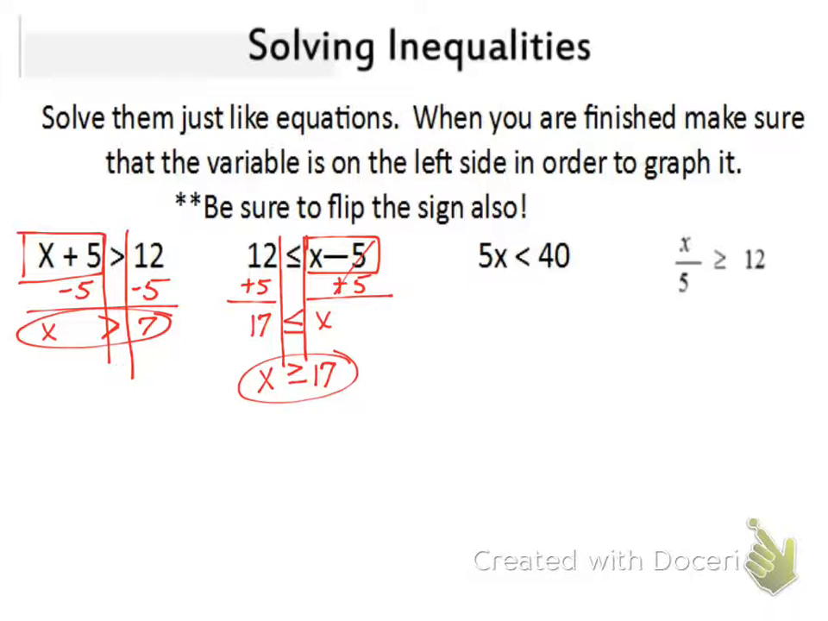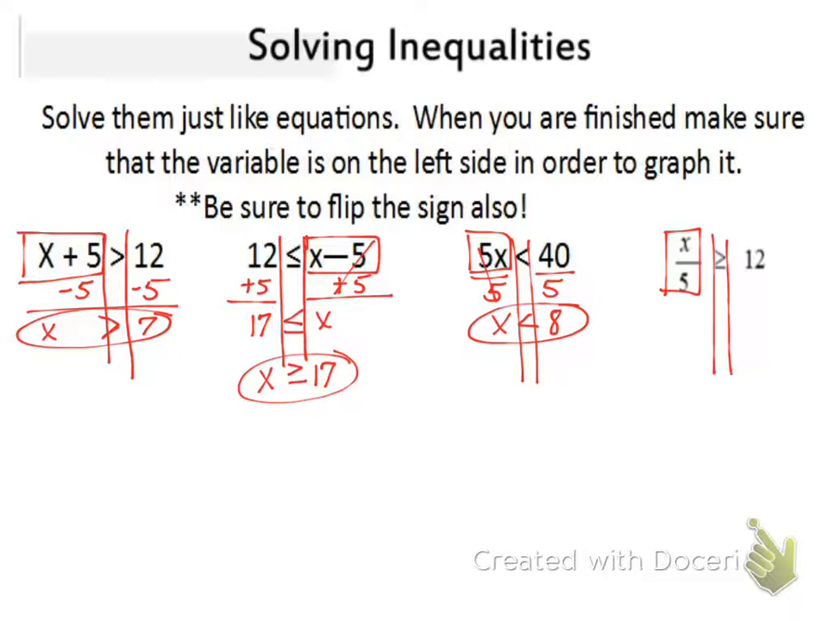All right, the next one, box the x, line up the less than sign, divide by 5. x is less than 40 divided by 5, which is 8. All right. And then the last one. Box the x. Line up the inequality. Multiply by 5 here. Multiply by 5 there. x is greater than or equal to, what's that? 60. Okay.